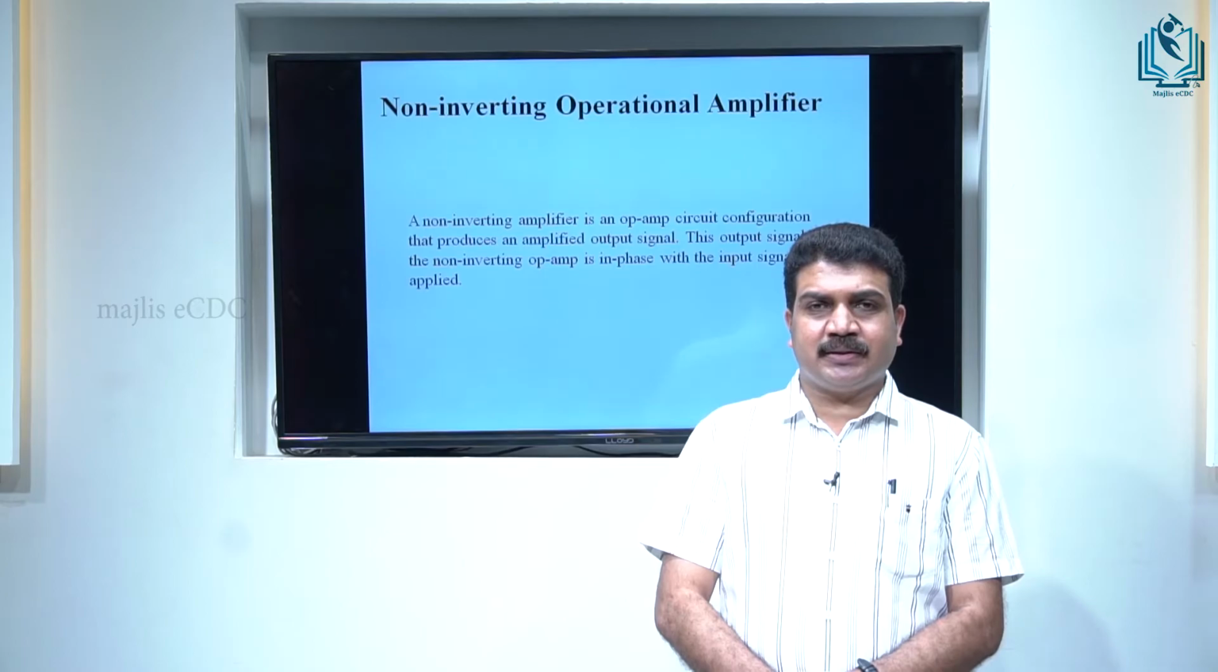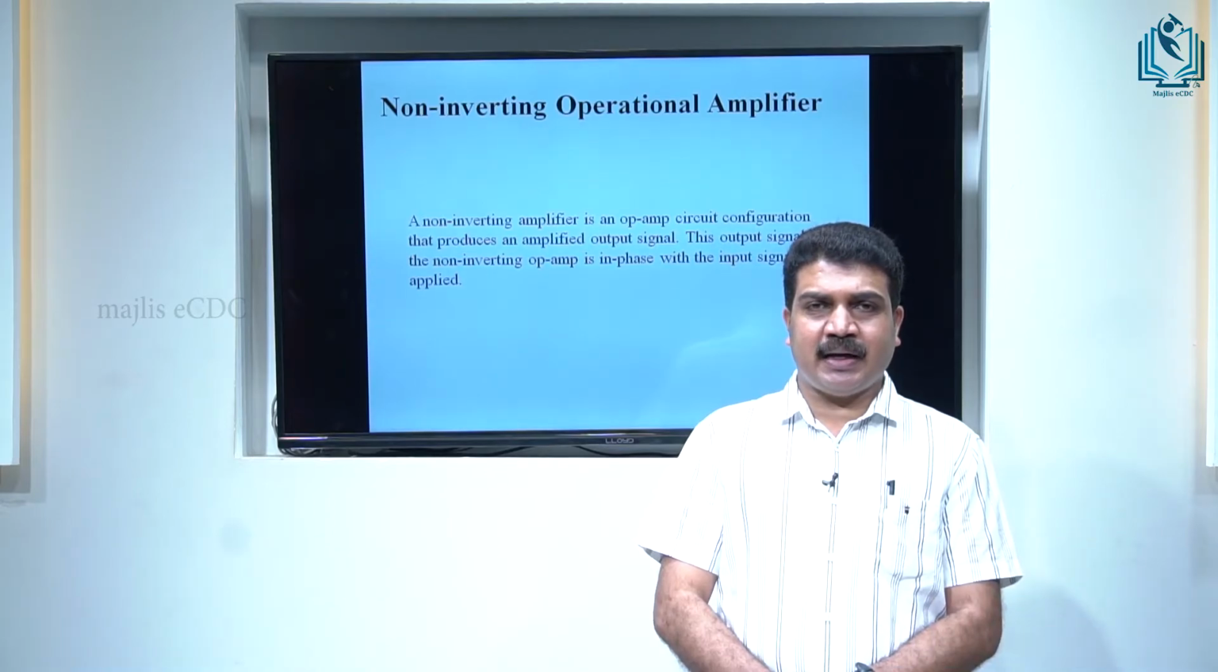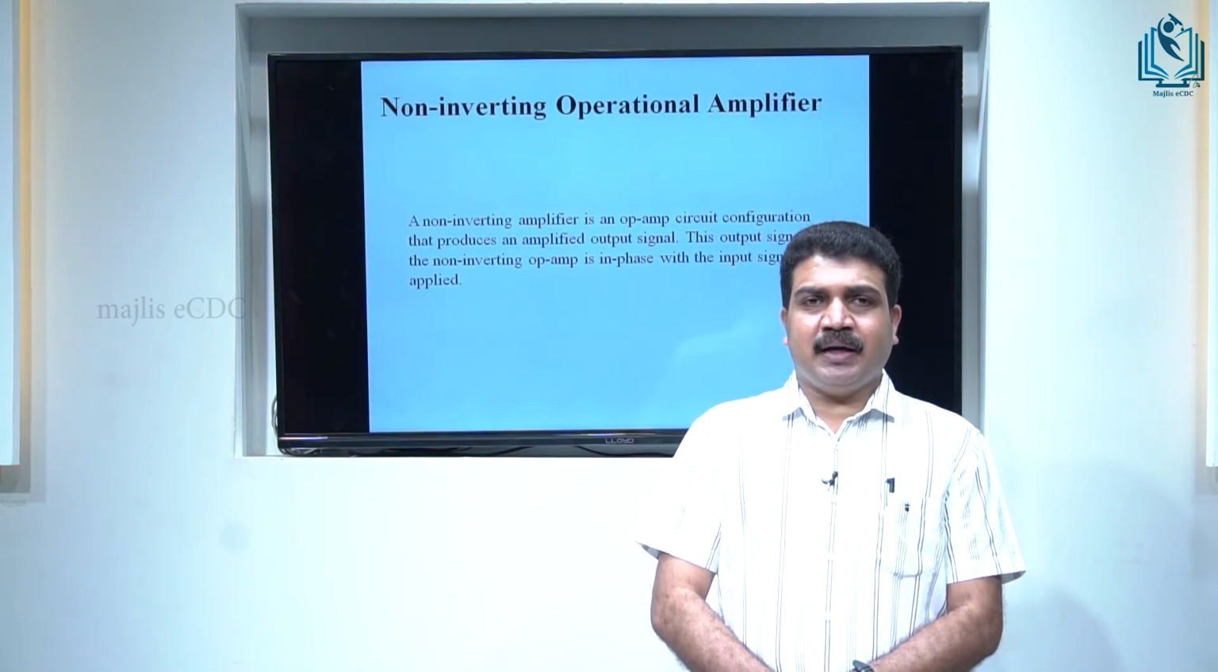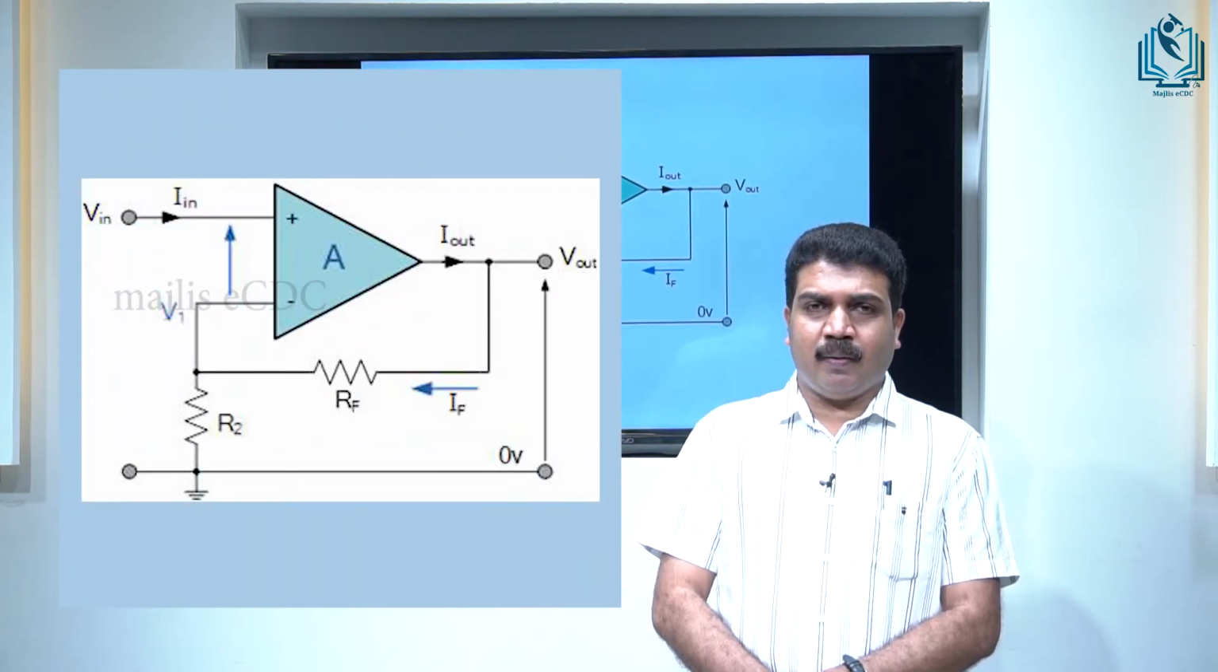Next we will discuss the non-inverting operational amplifier. For a non-inverting operational amplifier, the signal is applied at its non-inverting input. The input and output are in the same phase. The amplified output is in phase with the input signal. This is the circuit diagram of the non-inverting operational amplifier.